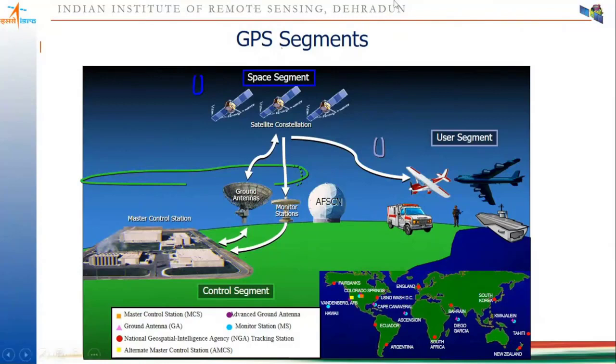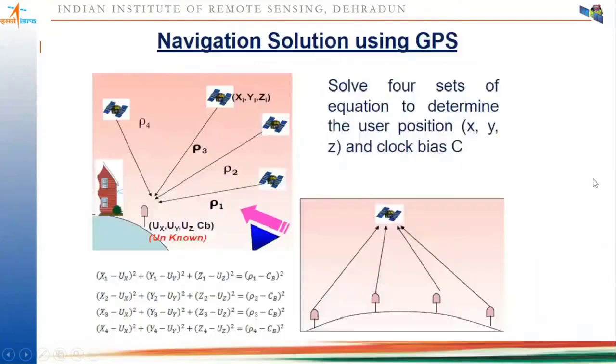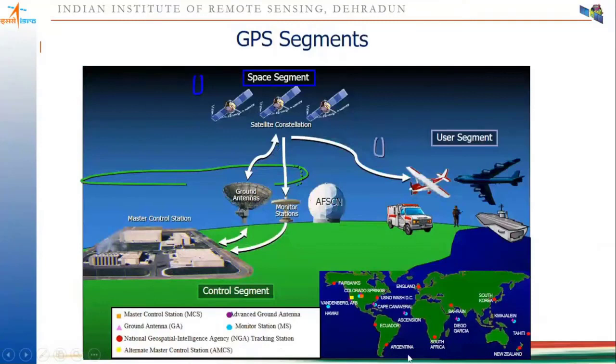Okay. So then finally, this information will be transmitted to the user segment. The user has a receiver which is continuously receiving these signals from the GPS satellites. So this will be utilized for various applications, whether it's transportation or navigation, or finding its own position. These master control facilities, and where these stations are located, are shown on the right side on the world map.